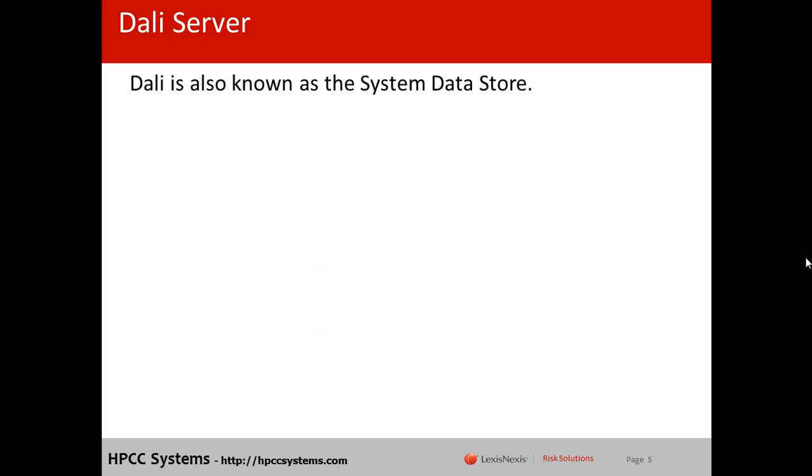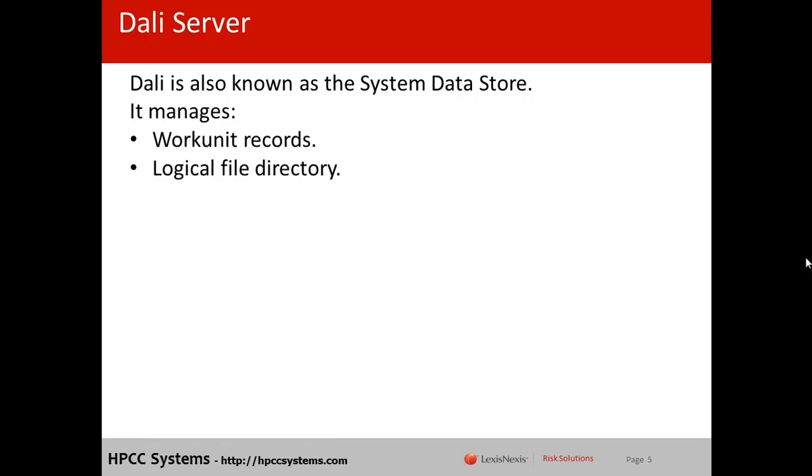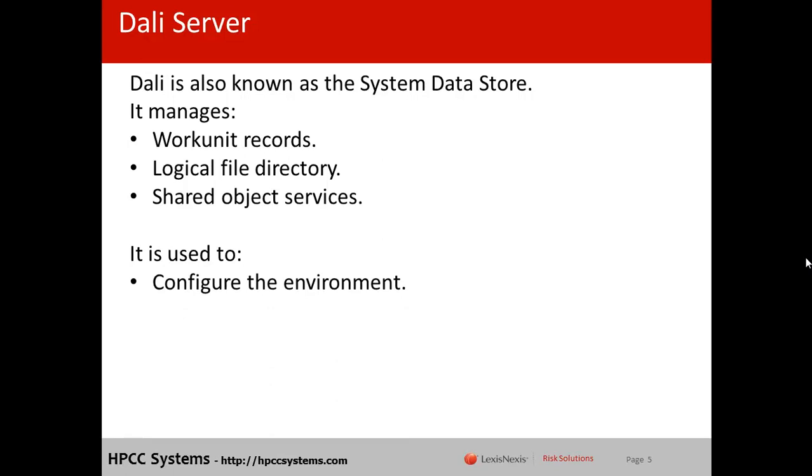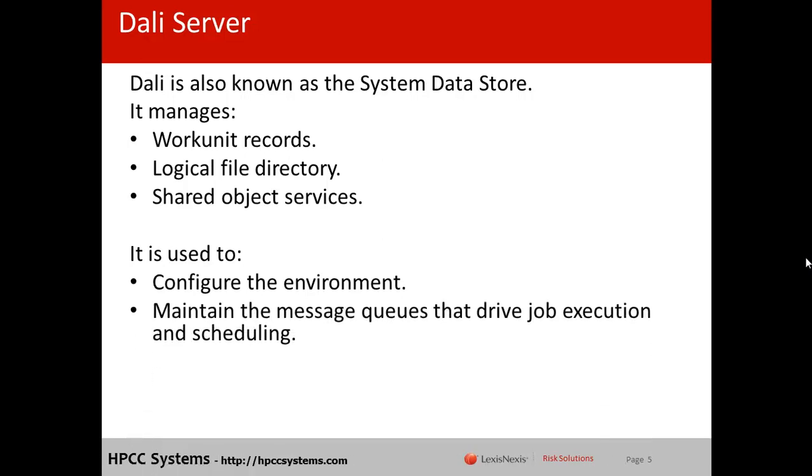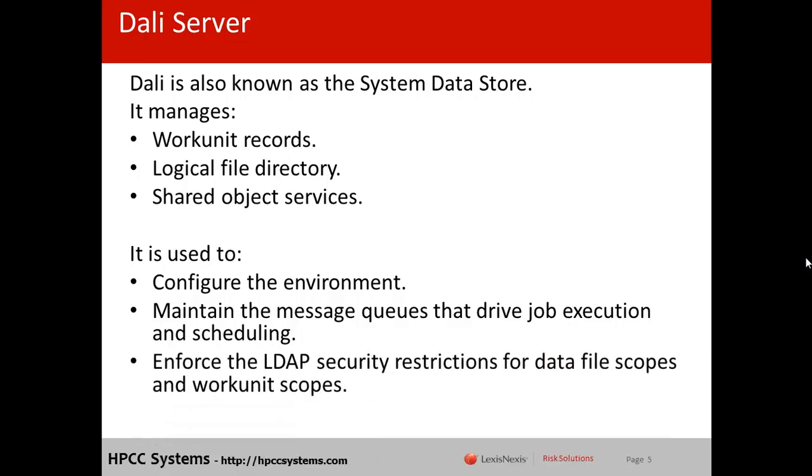So here are the servers behind the scenes of the crime, if you will. Dolly is known as the System Data Store. It manages work unit records, the logical file directory, shared object services, and is also used outside of the environment to configure the environment, maintain message queues that drive job execution and scheduling, and enforce the LDAP security restrictions for data file scopes and work unit scopes.